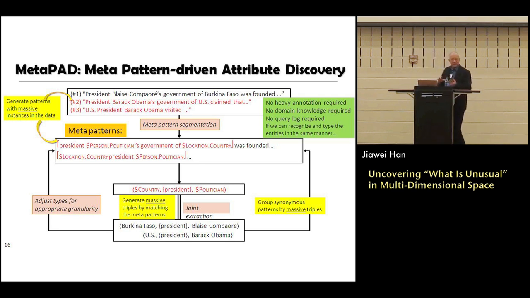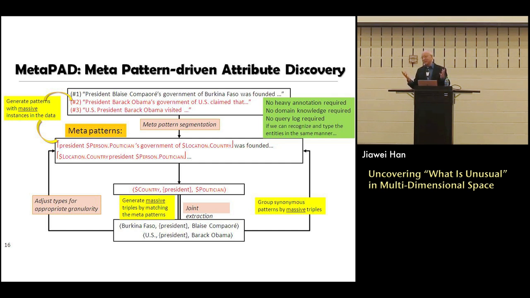However, if we do almost the same thing, we just replace the constants. For example, replace Blaise Compaoré by Barack Obama and Burkina Faso by U.S. You actually can see the newspaper almost say this every day. Or you can even twist it around. You say U.S. President Barack Obama visited something. You probably see, at least when we did this, around 2016.